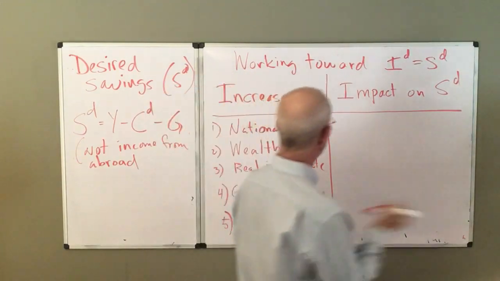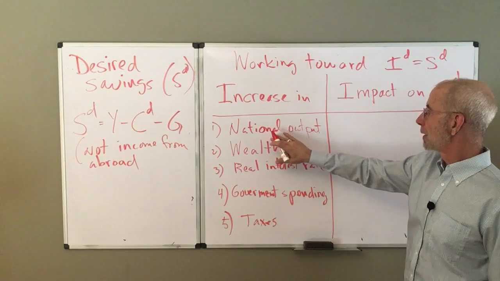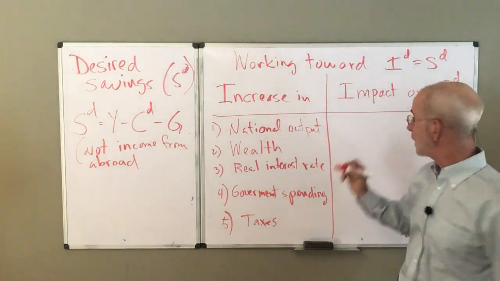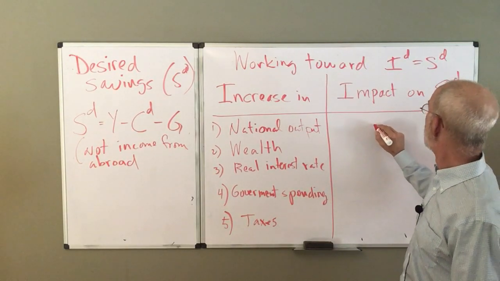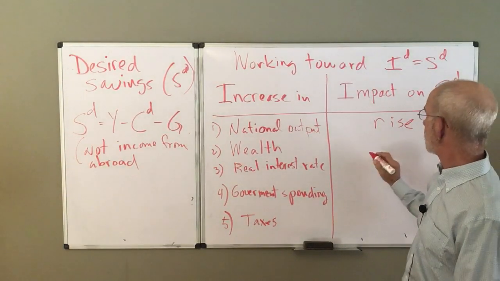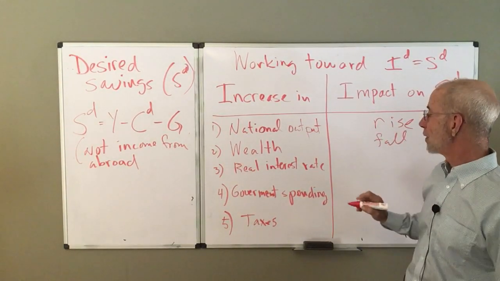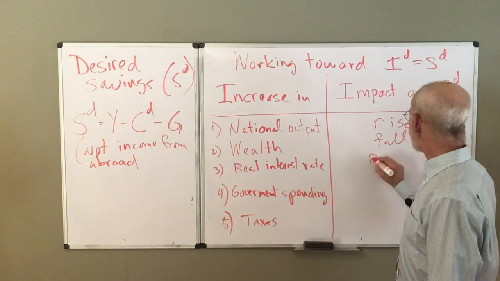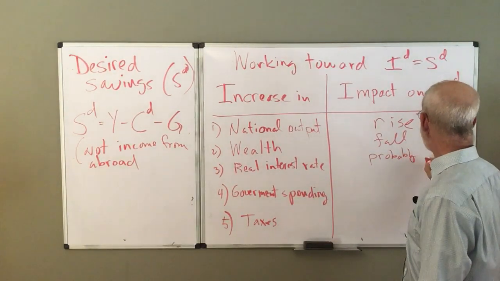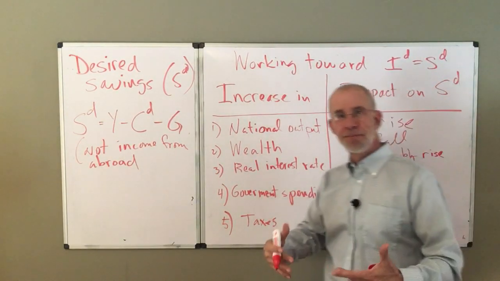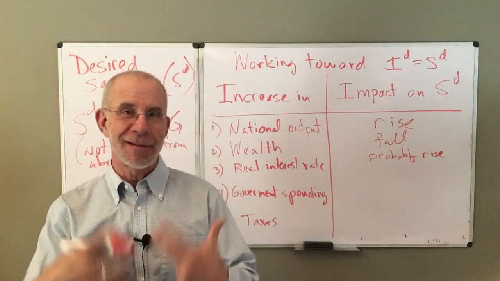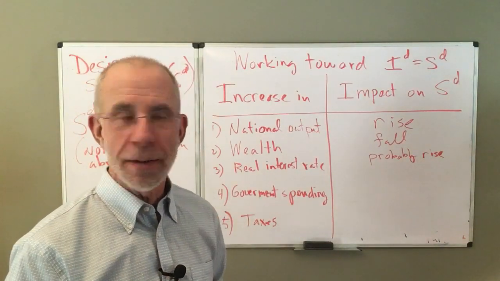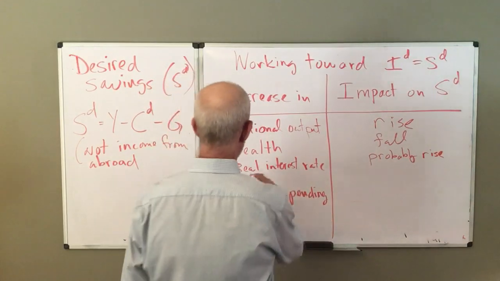I'm sorry, I should have been putting some of these things up. So, if you have an increase in national income, the desired savings is going to rise. If you see an increase in wealth, it's going to fall. With a change in the real interest rate, probably you would see a rise, because it's attractive to save if you've got higher interest rates because you'll earn more on that. So I think that's probably a safe bet.